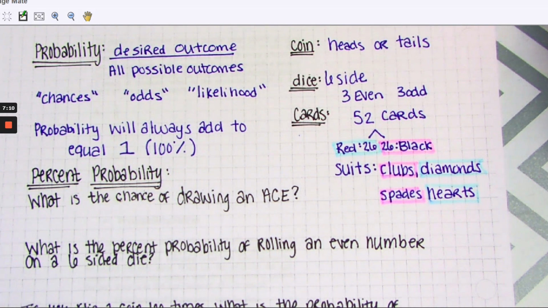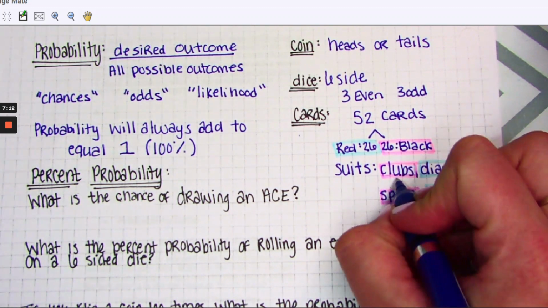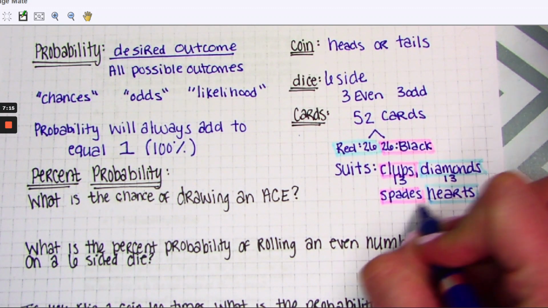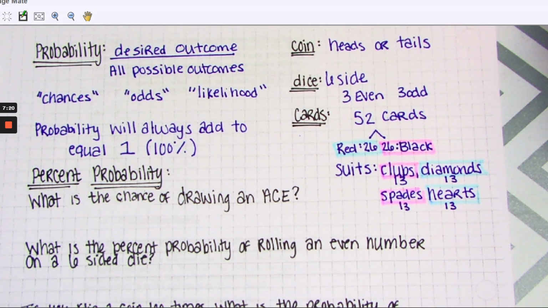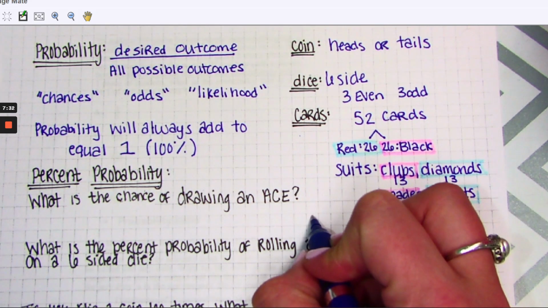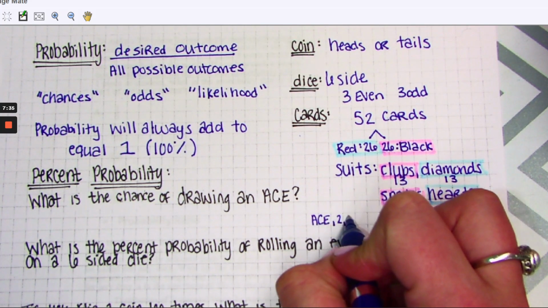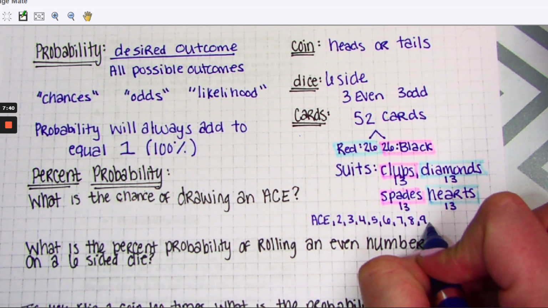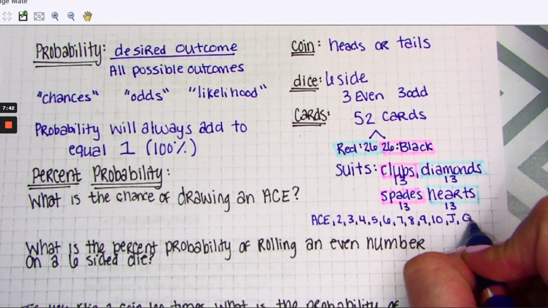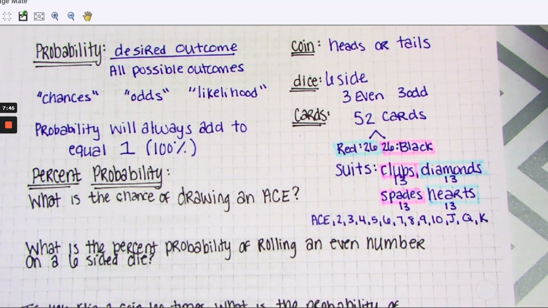Each suit has 13 cards. There are 13 clubs, 13 diamonds, 13 spades, and 13 hearts. So each type of suit has 13. The way that cards go, it goes ace, then 2, 3, 4, 5, 6, 7, 8, 9, 10, jack, queen, king. So that's kind of the order of cards.